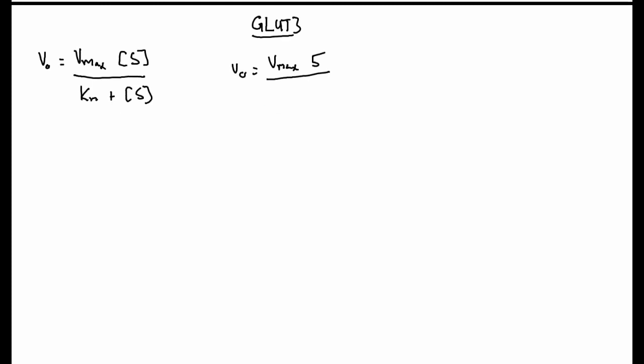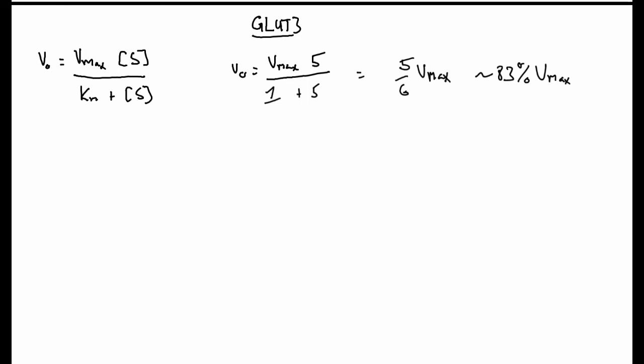And then we put plus 5 here, and our Km is going to be 1 millimolar. So what that means is that we are at 5/6 of the Vmax. When we think about this physiological range of glucose concentration, it means that GLUT3 is going to be sitting at about 83% of its Vmax. So 5/6 of its Vmax, or 83% of it.